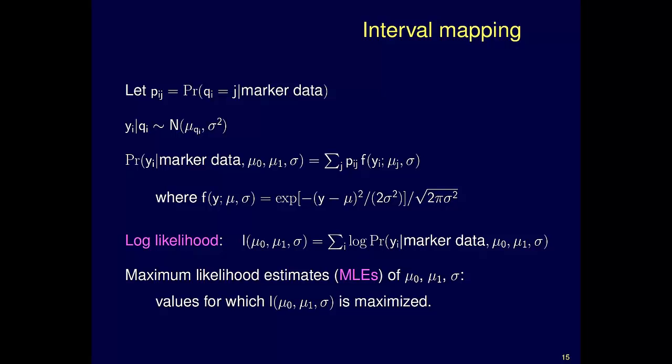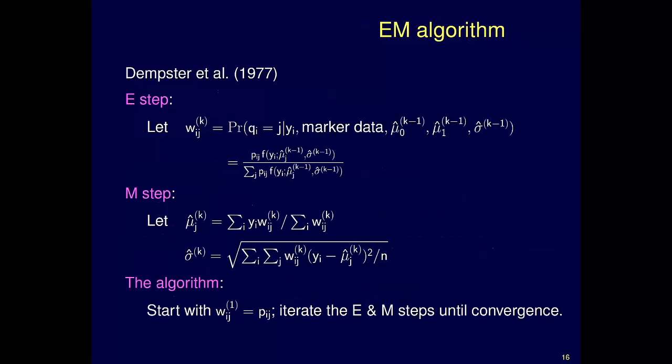And we're going to use this to estimate the means and the SDs. We're going to do that by maximum likelihood. We're going to try to find these three estimates for which the observed data is most probable. And the way we actually do that is using what's called the EM algorithm.